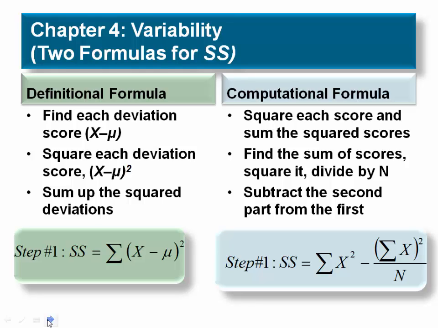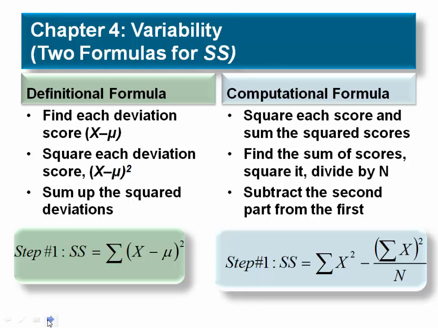The second step in the order of operations, according to the bullets listed on the slide, is to square each deviation score. Squaring is very useful in statistics because it turns negative numbers into positive numbers that you can work with. Finally, you sum the column of squared deviation scores, and that gives you the SS, or sum of squares.